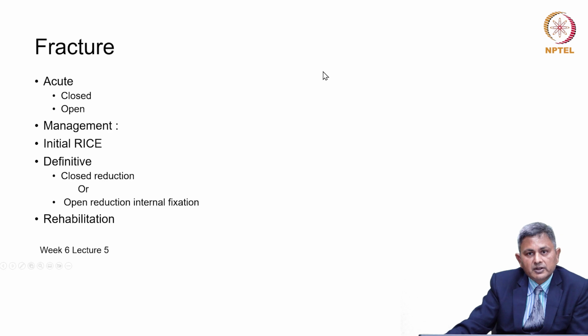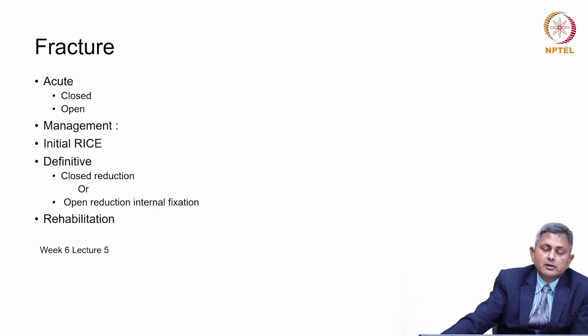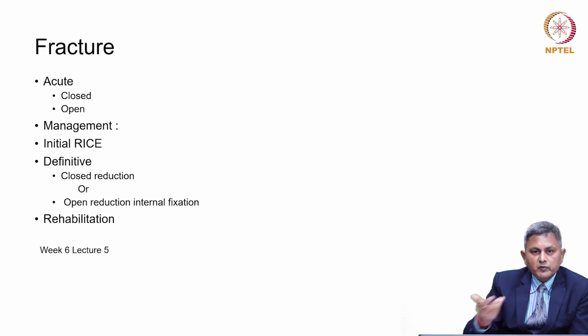And a fracture is an acute injury, and it is of two types: open and closed. Sometimes it requires closed reduction, and sometimes it requires open reduction and internal fixation. And rehabilitation depends on which type. If it is a closed reduction and there is no complication, then one can return to play within 6 to 8 months. And if it is open reduction and internal fixation, it may take a longer duration.